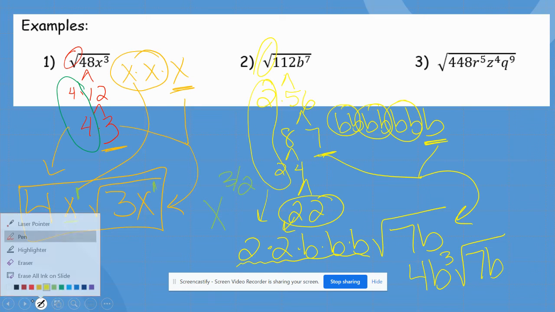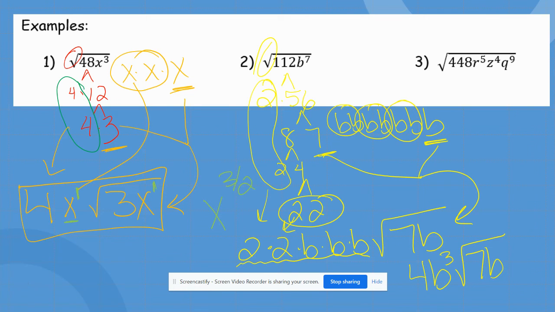Again, for those of you trying to follow along with the shortcut for the variables, we have a 7th power and a second root. How many groups of 2 can I get out of 7? 3. So 7 divided by 2 is 3, remainder 1, which is what we have underneath the radical.